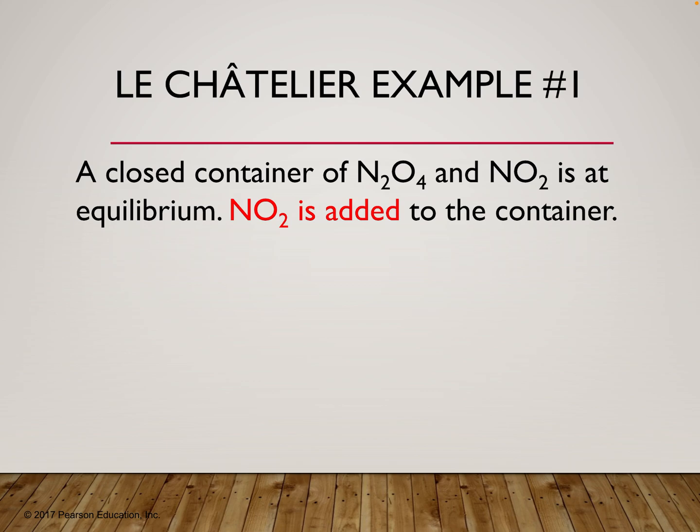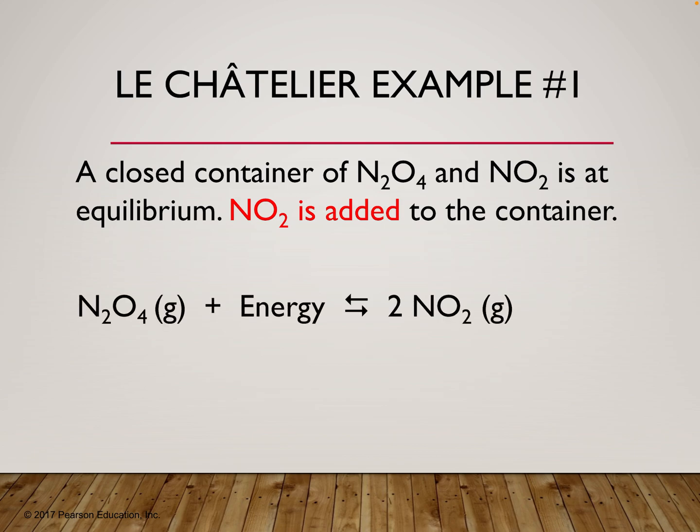Let's say we have a closed container of dinitrogen tetroxide and nitrogen dioxide, and it's at equilibrium. So here we are, and it's happy, it's at equilibrium. The rate of our forward reaction is equal to the rate of our reverse reaction, but then I add some nitrogen dioxide. Okay, so now we're not going to be at equilibrium anymore because I've just dumped in a bunch of nitrogen dioxide. I greatly increased the concentration. And so what's going to happen is I've made this uneven, right? I've put in way more product than we had at our equilibrium.